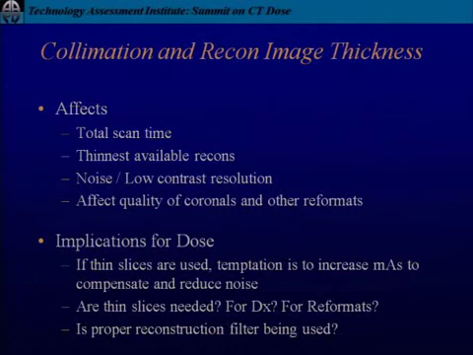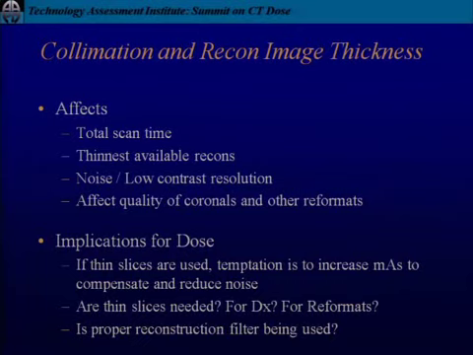The collimation and reconstructed image thickness affects the total scan time, as we walk through a couple examples. It affects the thinnest available recons that are available to you, depending on the collimation setting that you choose. Ultimately, the reconstruction of the image is going to affect your noise, low contrast resolution, and the quality of the coronals and other reformats.